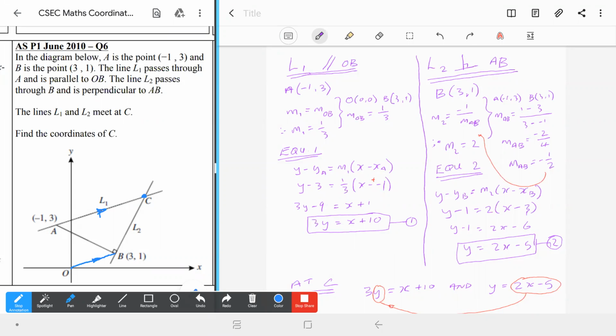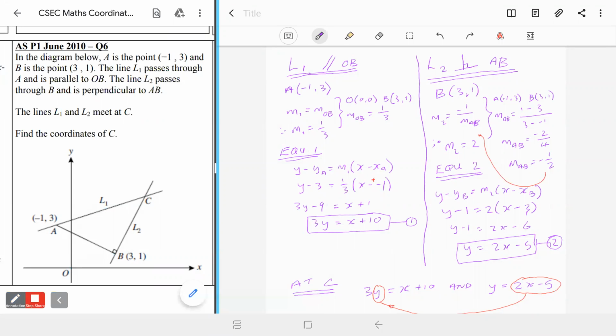And because OB passes through the point O, which is (0, 0), and the point B, which is (3, 1), we are able to find the gradient of OB, which is what we did here. And because they are parallel, it means that the gradient of line 1 is also equal to the same 1/3, which is the gradient of OB. And now that we have the gradient and the point, we put the gradient and the point in the BFF formula to get the equation of line 1. That's what we did. All right? And we worked on the equation, see here, and it carried on to the simplest form right here. I'll put that down one side.